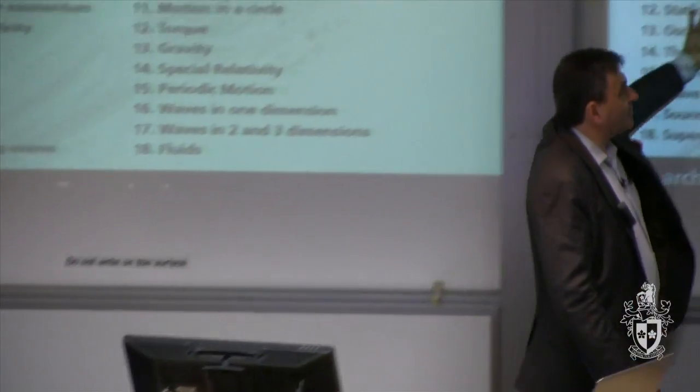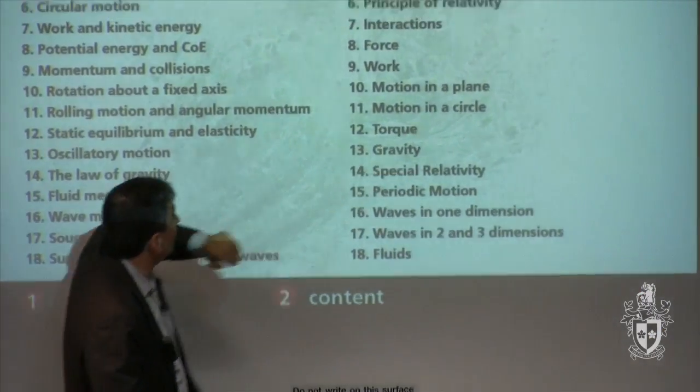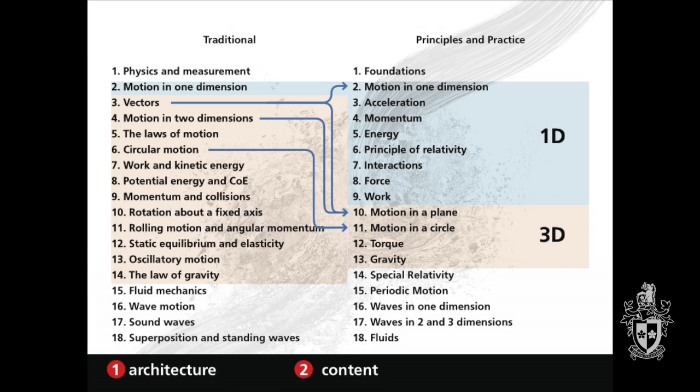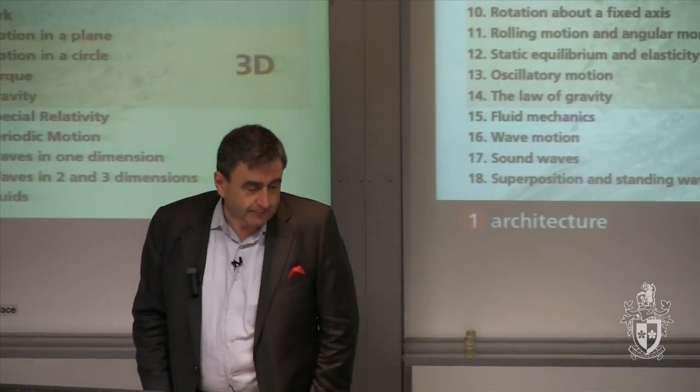So this is a traditional textbook. I don't know, this might be Knight or Halliday Resnick, I don't know. And here's my book. So what are some of the differences? One is the whole first part is in one dimension, which means I can't do vectors in two dimensions until chapter 10. And I can't do motion in two dimensions until chapter 10. And I can't do circular motion, so that has to go a little bit later.